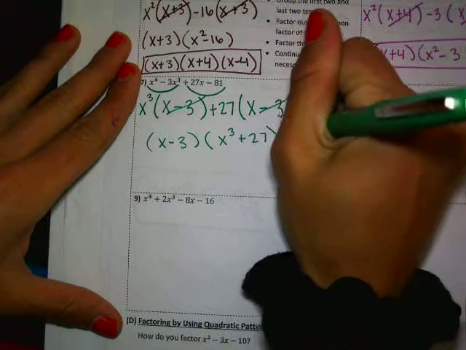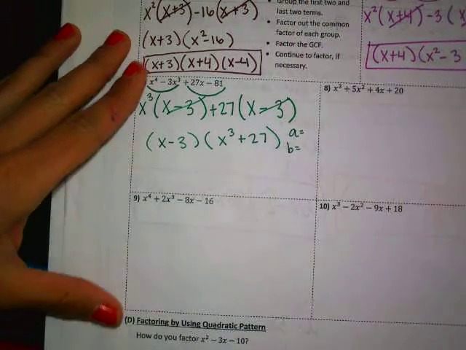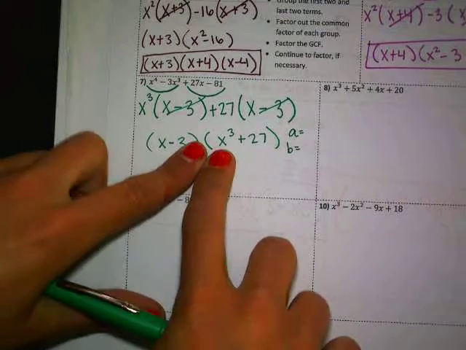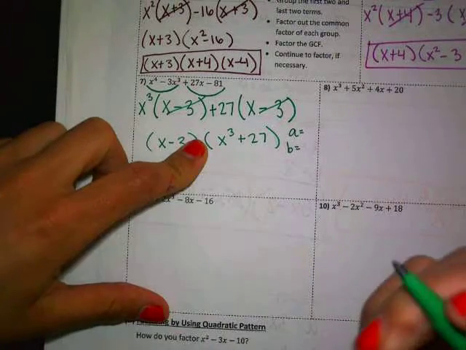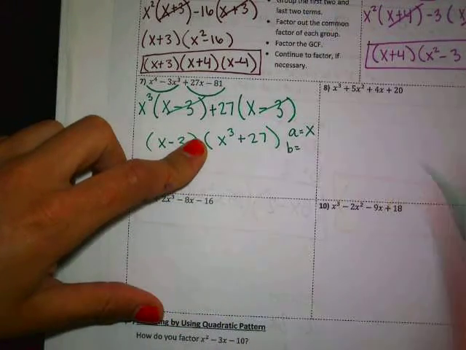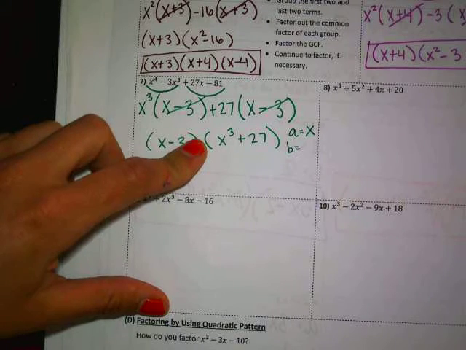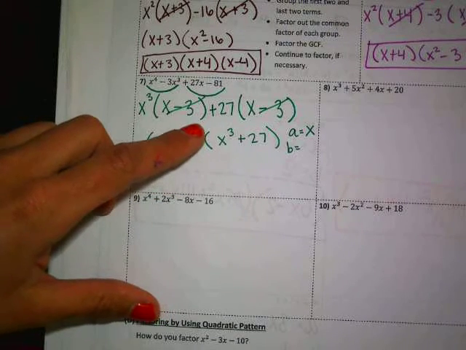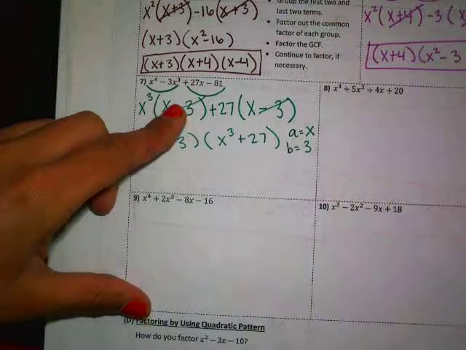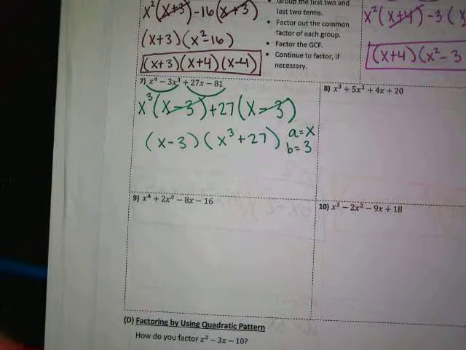All right, let's find our A and our B. The A is going to come from the first term. So what's the A? Just x. And the B is 3. You're trying to figure out what number cubed will give me 27. 3.